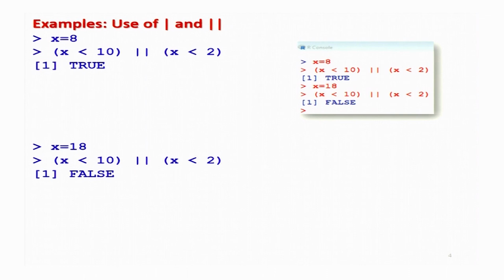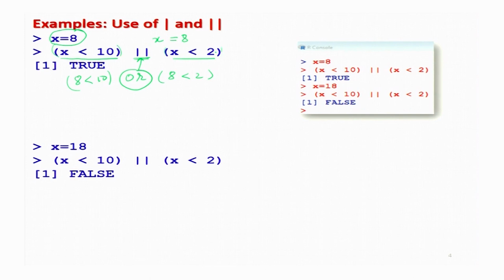So, now let me take one example. Suppose I choose a value x equal to 8. That means, you know what is the meaning of this, that the value 8 is assigned to a variable x. Now, I want to check whether this value 8 is smaller than 10 or this 8 is less than 2. So, for this OR, I have this symbol here, and I try to write this statement as x less than 10, two vertical lines, and then x less than 2. And for clarity, I have written them inside the parentheses.